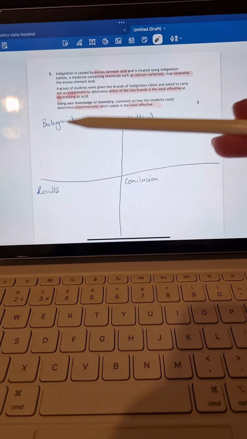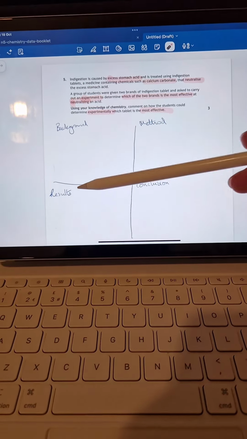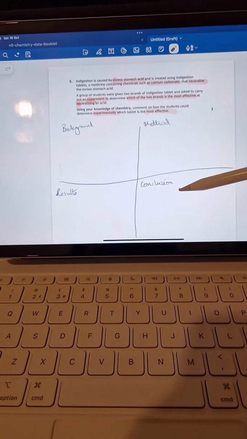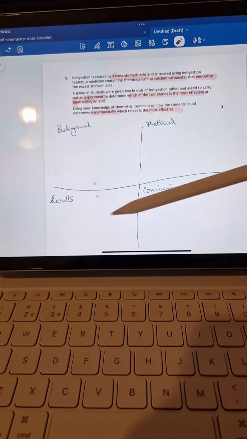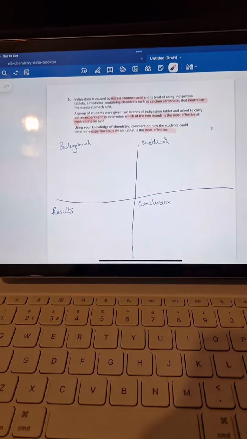at neutralising an acid. So because this question is really asking you to explain an experiment, you want to split your 4 quarters into background chemistry, what your method would be, the results, and then your conclusion. And then you're basically wanting to try and fill the box with as much information related to that heading as you can. If you run out of space in your box, don't worry, because you can use the extra pages at the back of the paper.